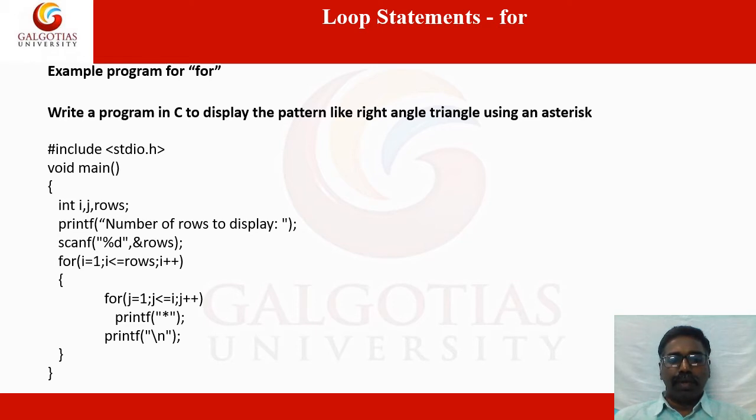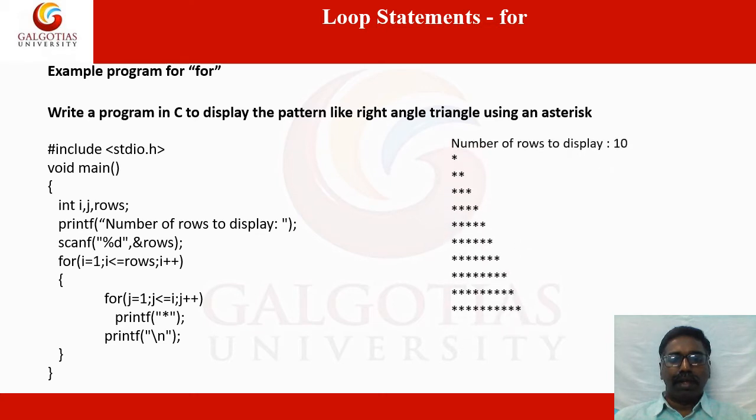This loop will keep executing: for the first iteration 1 asterisk will be printed, for the second iteration 2 asterisks, for the third iteration 3 asterisks. According to how many rows the user gives, that many rows will be executed, and a triangle-like structure will be displayed like this. The number of rows to display is given as 10. So we get a right angle triangle structure generated by the asterisk symbol.